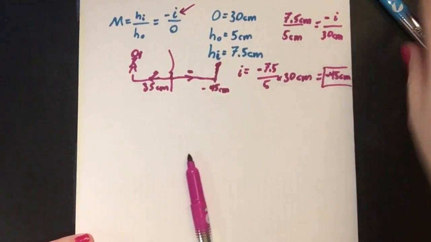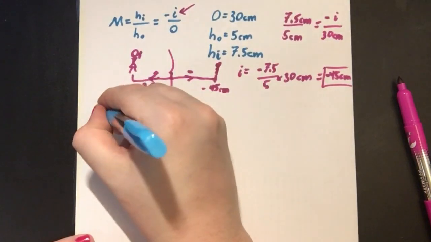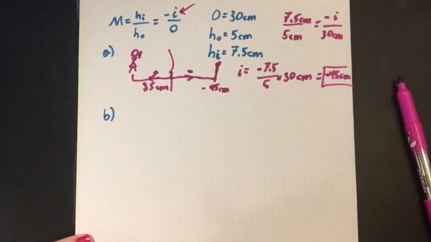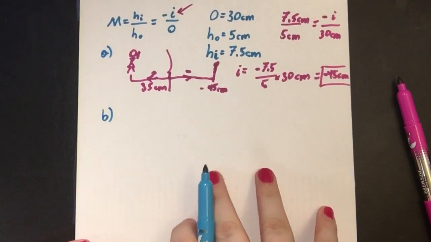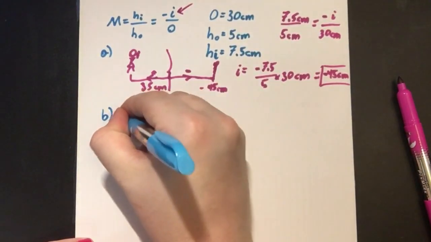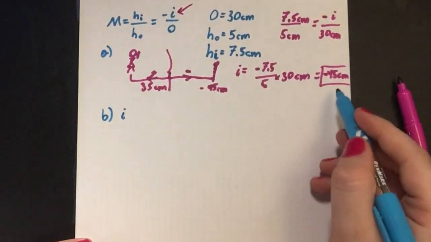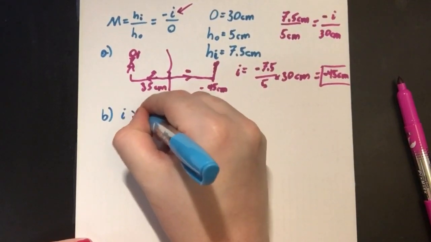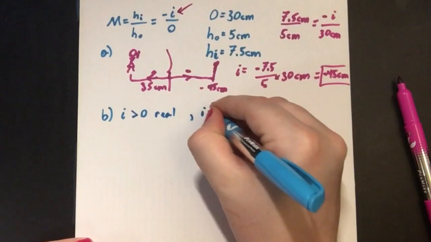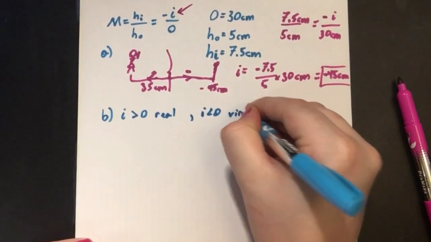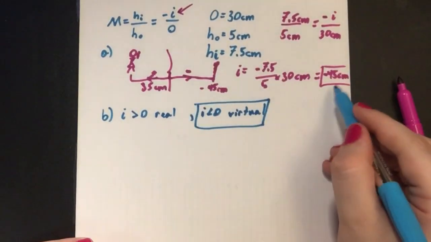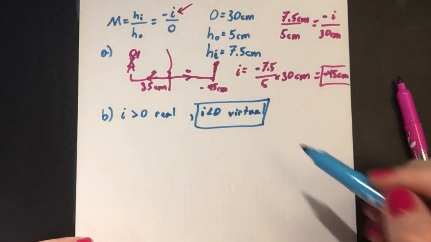Okay, so for part B, let's do part B. That was part A. Part B, we want to know if the image is real or virtual. So the handy way to remember this is, if the image value we get here is greater than 0, it's real. And if the image value is less than 0, it's virtual. So in our case, our I is negative 45 centimeters, so it's virtual.